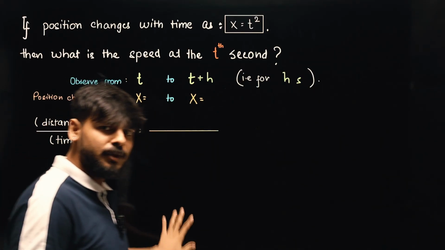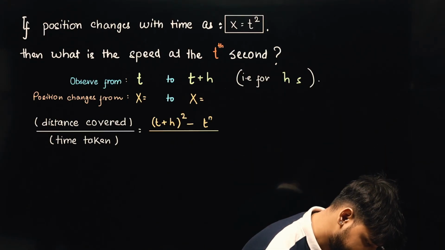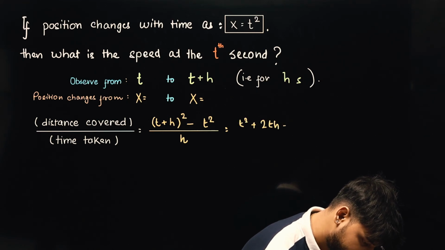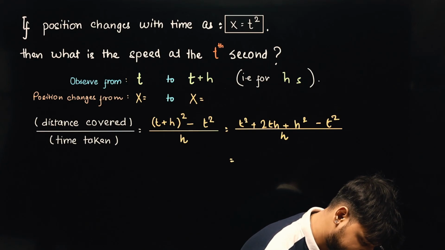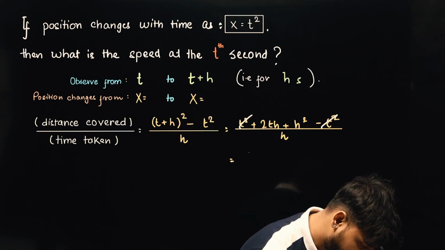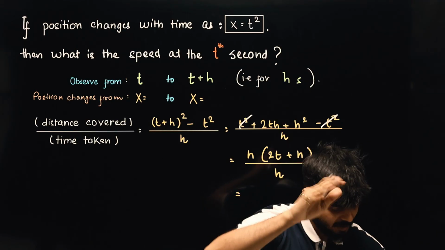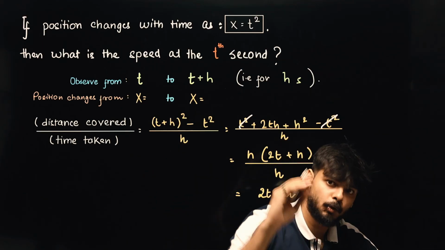And then we would have a very similar calculation. Let me do that in fact. (t plus h) whole square minus t square divided by h is equal to t square plus 2th plus h square minus t square, divided by h. The t squares get cancelled. We are left with 2th plus h square in the numerator. I can factor out an h, so I get 2t plus h. We can cancel out the h because h is not equal to 0. It's always greater than 0 and we get 2t plus h.